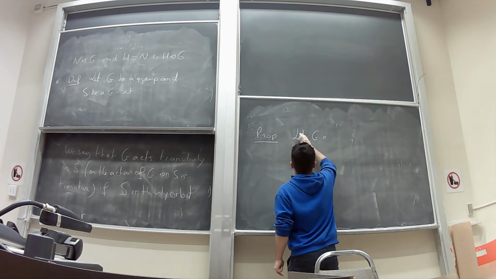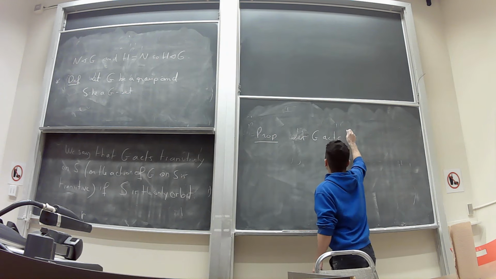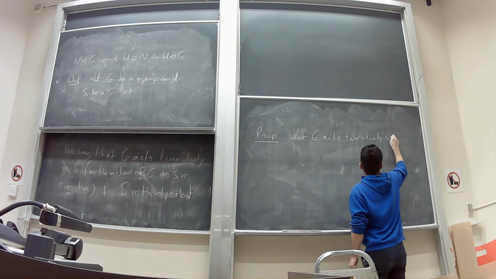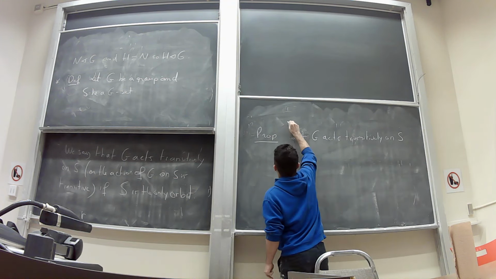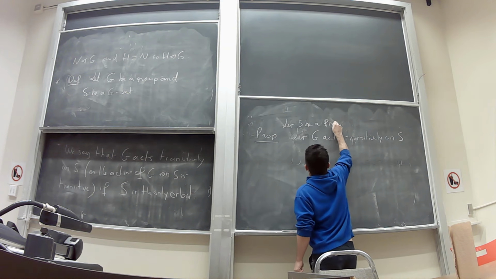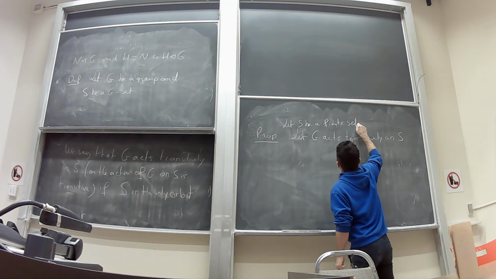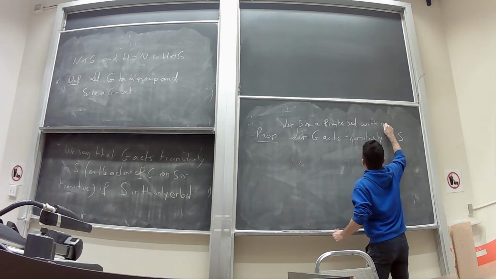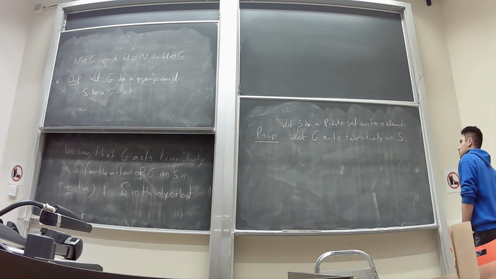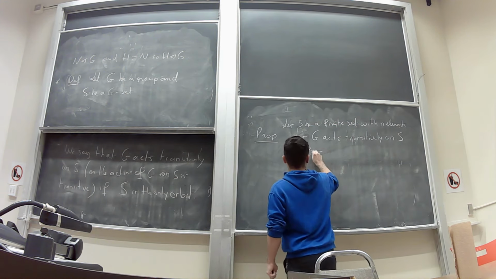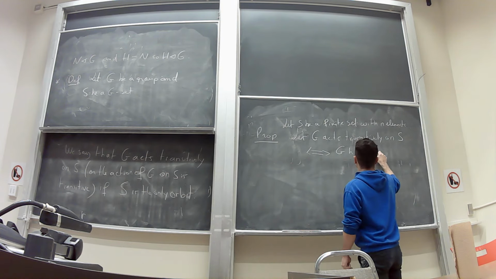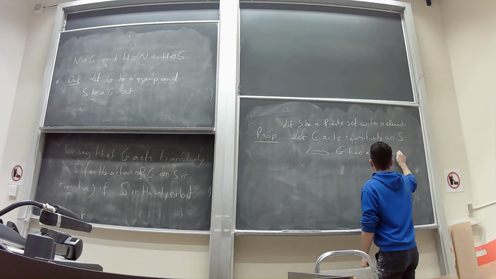Let S be a finite set with n elements. Then G acts transitively on S if and only if G has a subgroup of index n.